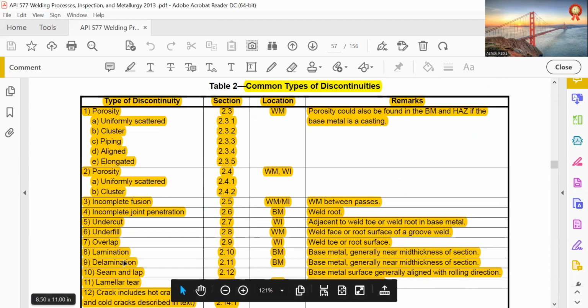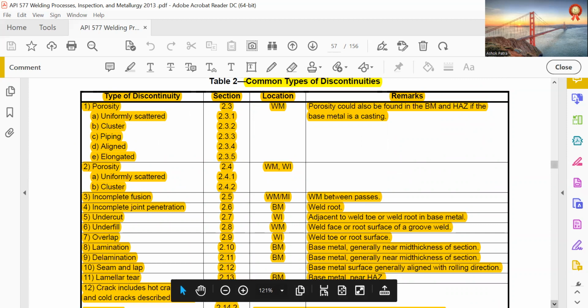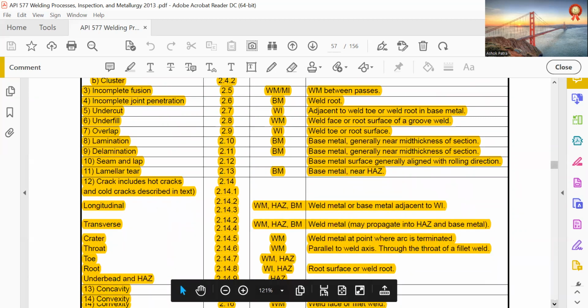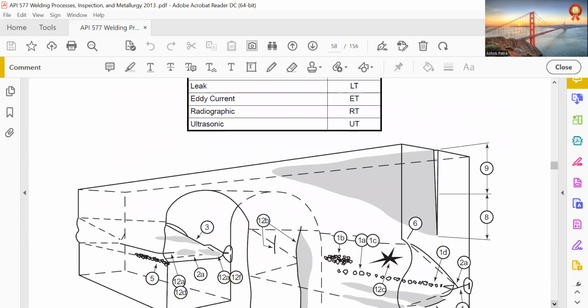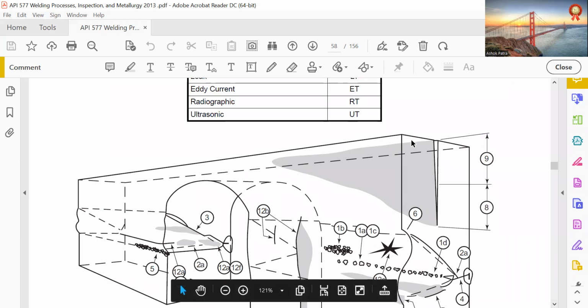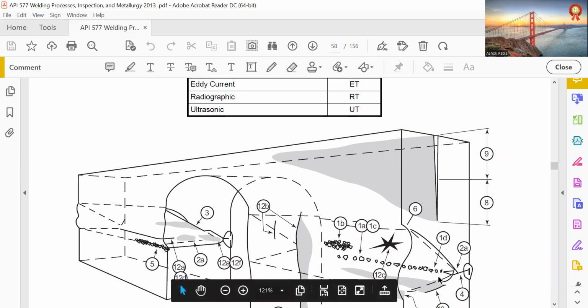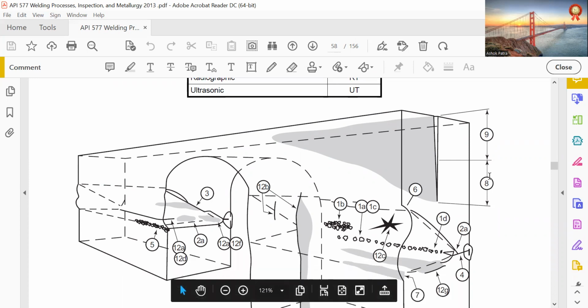Overlap, lamination 7, 8, 9. Lamination, delamination, overlap. 7, 8. Lamination, delamination. 7, this is 8, 9.